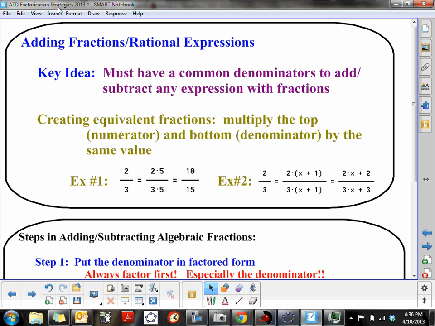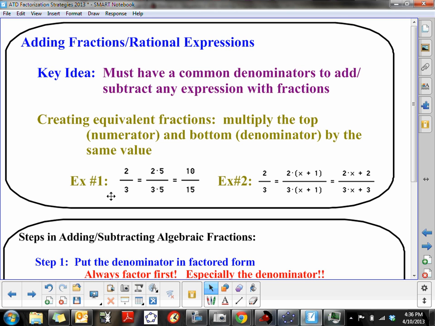So your concept that we're reviewing is whenever you add or subtract fractions, you have to have a common denominator. If you do not have a common denominator, you'll have to create an equivalent fraction. So that's what I'm highlighting here in that olive color. To create an equivalent fraction, you must multiply the top, called the numerator, and the bottom, just to review, the denominator, by the same value.